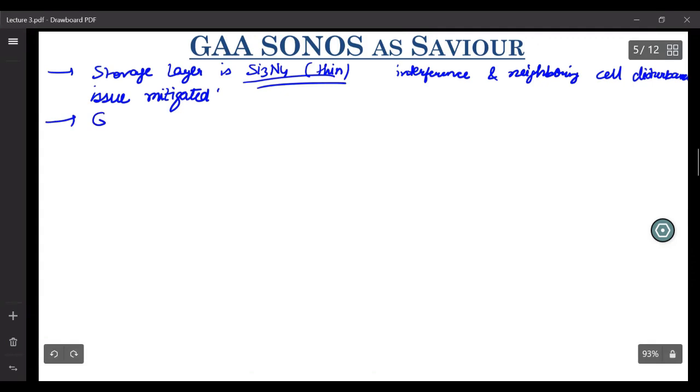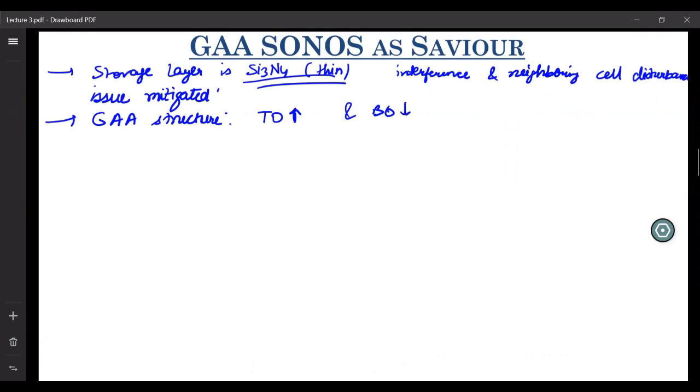Second advantage, which comes because of this gate-all-around structure, because of that curvature effect that we discussed: the electric field across the tunneling oxide is increased and the bottom oxide or blocking oxide field is reduced, and because of this, it helps in improving your program-erase behavior.